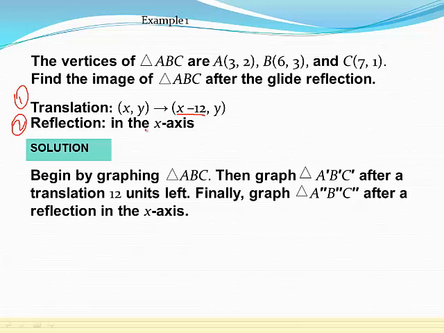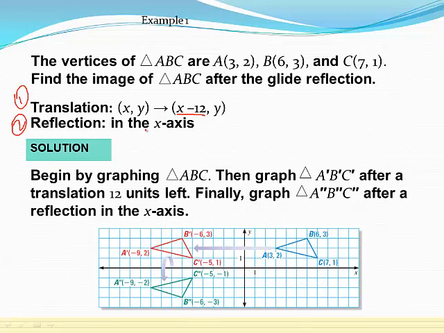So here's your solution. And what you see is your original figure in blue here. I move it 12 spaces to the left. So each one of the points is moved 12 spaces to the left. The x-axis is this axis here. And that's parallel to the line of reflection, or the line of the glide from the translation. So all you're doing is reflecting it across and using your elementary counting principles. So we are 1, 2 away here. That means we're going to be 1, 2 away here. And you do that with the B, and you do that with the C.